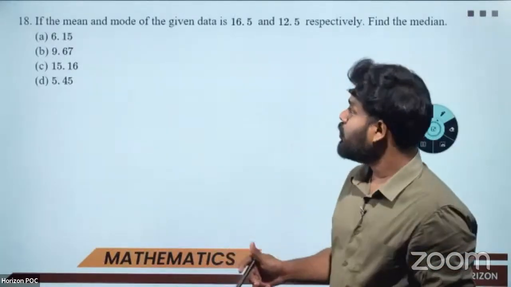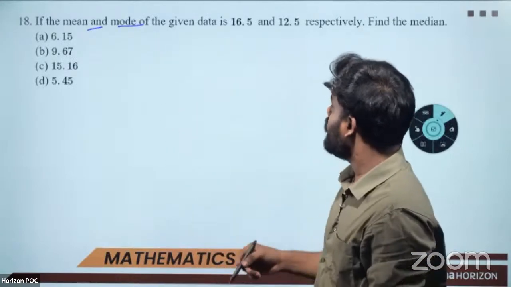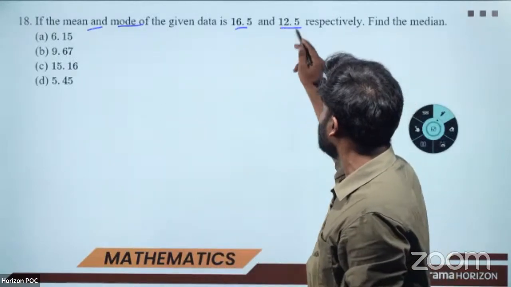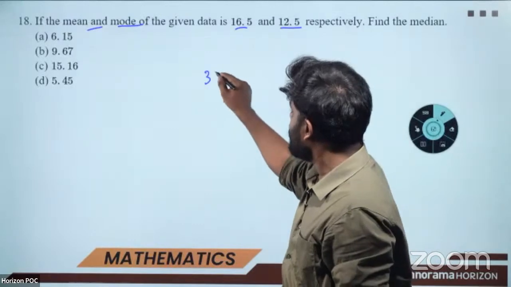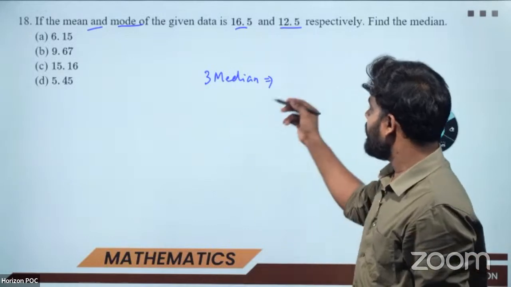Yeah, so I'm back here. They are giving us the mean and mode of the given data, that is 16.5 and 12.5. They're asking us to find the median. So I wrote the formula wrong there. So the formula exactly is 3 median is equal to what?